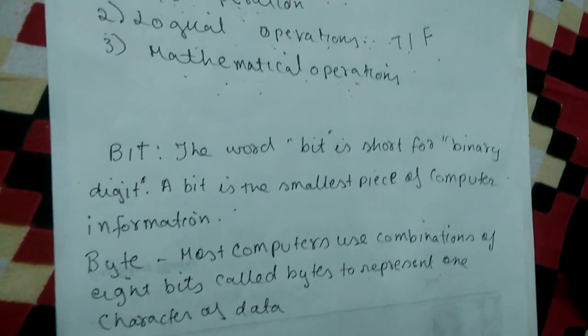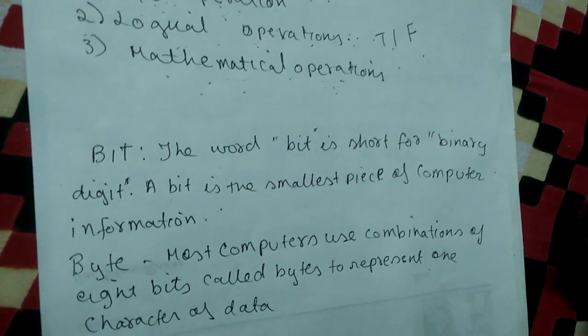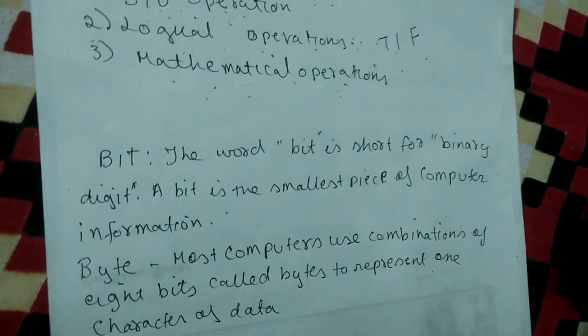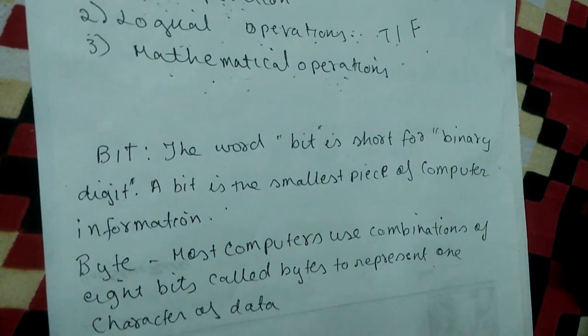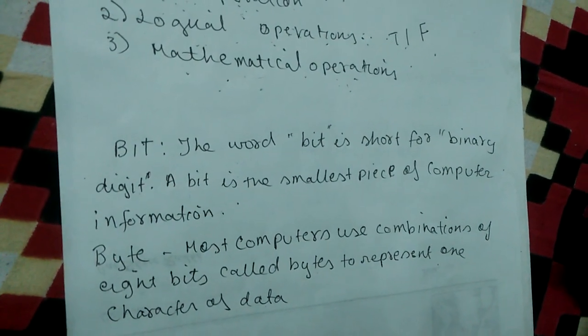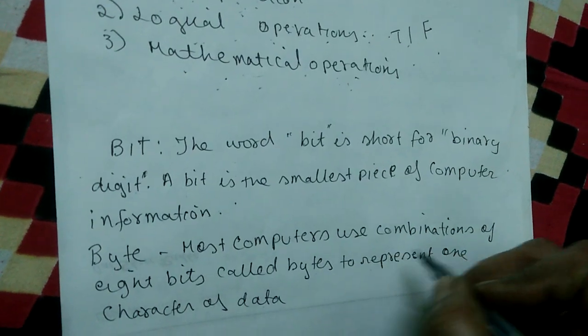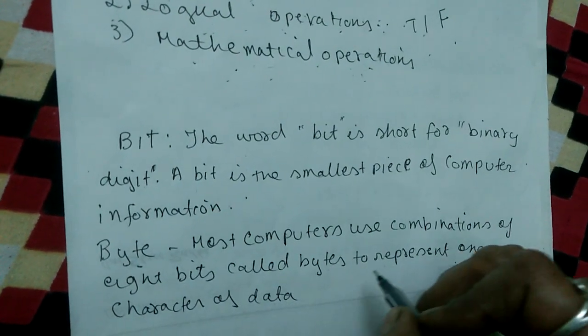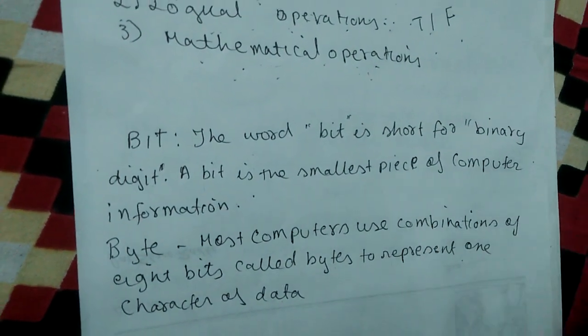So once again I'm repeating, what is a bit? The word bit is a short form for binary digit. A bit is the smallest piece of computer information. Byte. Most computers use combination of 8 bits called bytes to represent one character of a data.